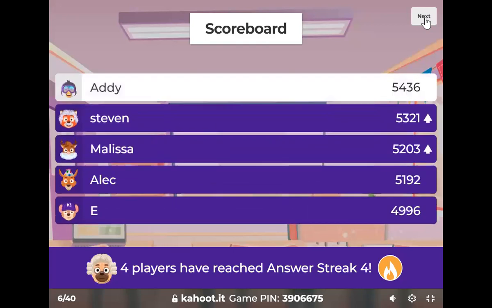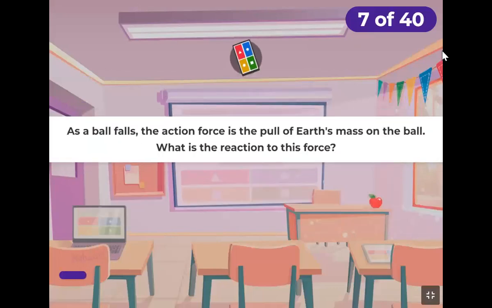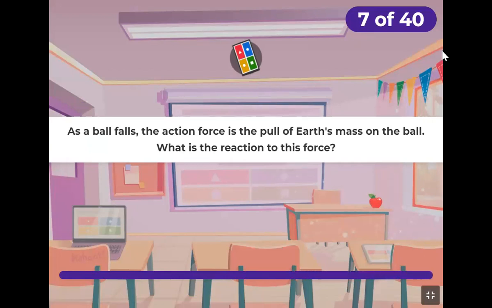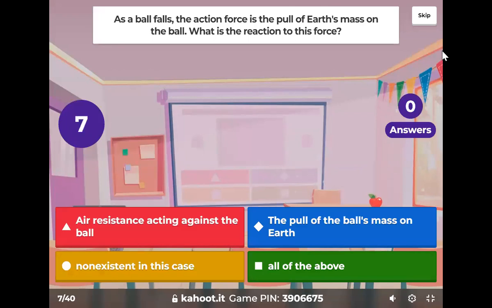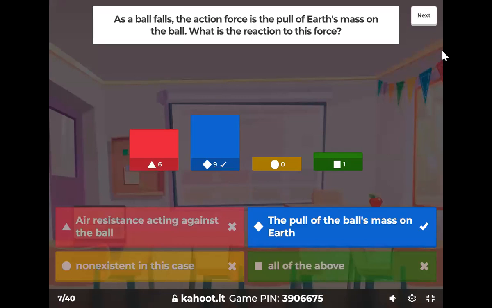I got E, Alec, Melissa, Stephen, Addie. As a ball falls, the action force is Earth's mass pulling on the ball. What is the reaction force? Yeah, Earth pulls down on the ball. The ball pulls up on the entire Earth. Right? That's the action and reaction pair. Guys, which of those forces is bigger? The Earth pulling down on the ball or the ball pulling up on the Earth?